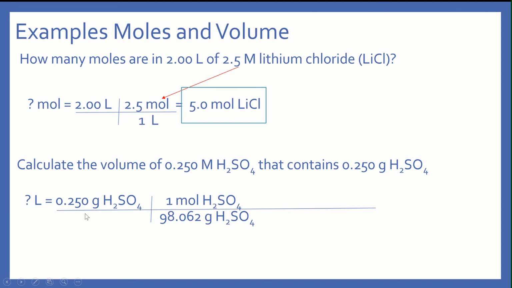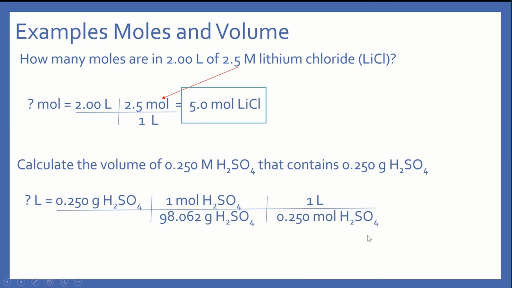So 0.250 grams of H2SO4. Now I'm not looking for grams, I want to go to moles. So I'm going to convert my H2SO4 into moles off the periodic table. 2 H's, 1 S, and 4 O's is 98.062. Now that I have moles of H2SO4, now I can go to liters, which is good. I'm looking for liters, so I use my molarity.